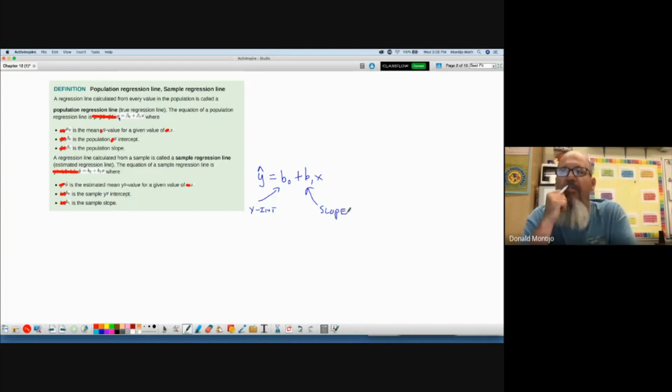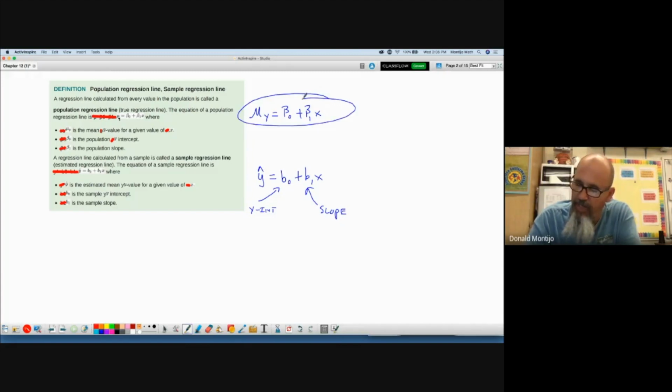Now, what we're going to try to find out is what is the true mean regression line. So if we sampled every possible data set that we could find within this population, what would the true model be? So that's where we're looking at the top where it says the population regression line, mu sub y equals beta sub naught plus beta sub 1 times x. So this here would be the true mean regression line, or the equation of the entire population.